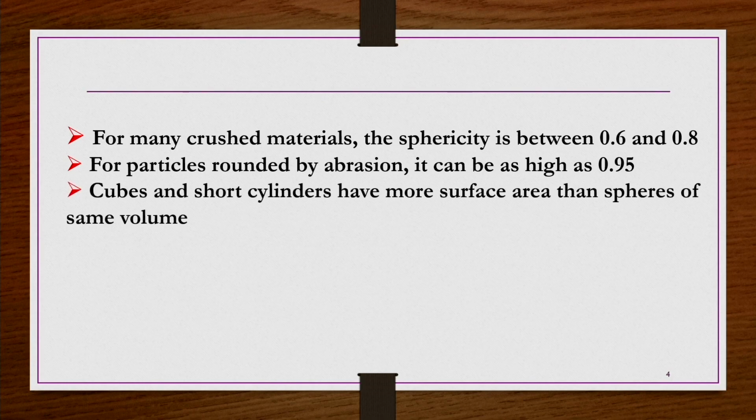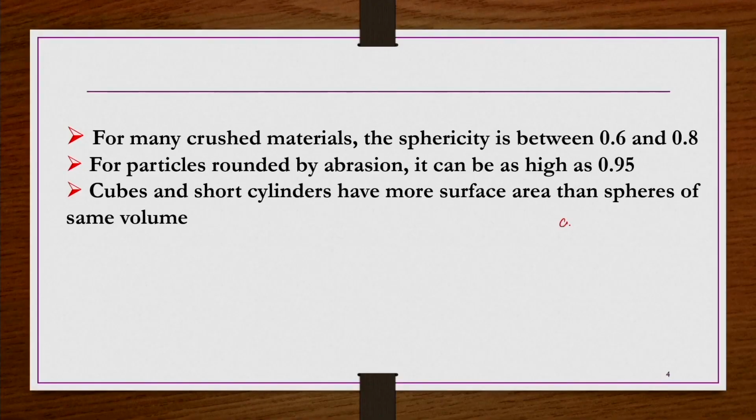And then some cubes and short cylinders have more surface area than spheres of the same volume. We are going to prove it again in subsequent slides. Let us say you have a short cylinder with L equals D, or a cube with L equals D. If the volume of the particle, the short cylinder you take, is the same as the volume of a spherical particle of size dp, then the surface area of the cylindrical particle is going to be higher.